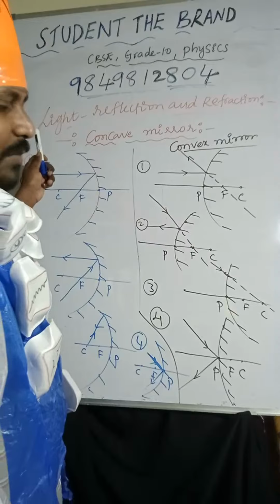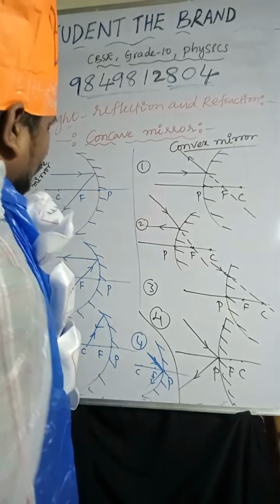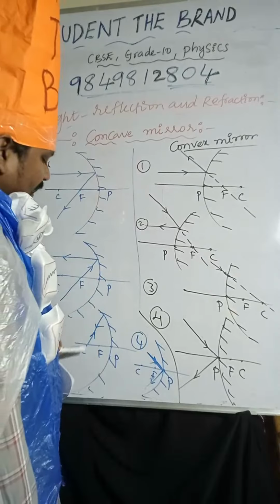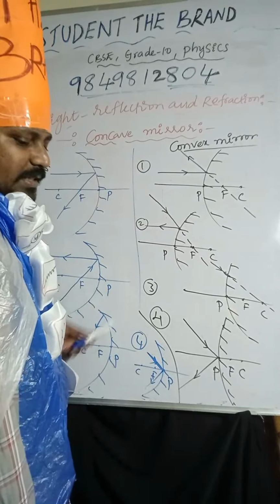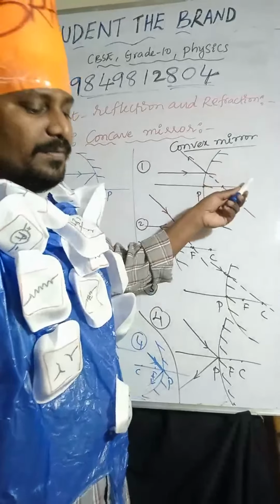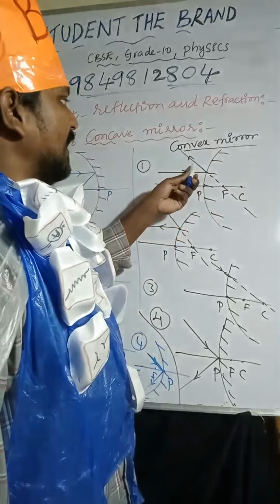Light ray coming from infinity, after reflection, passes through the focus. Light ray passing through focus, after reflection, moves towards infinity. Light ray passing through the center of curvature retraces its original path. Here, light ray coming from infinity, after reflection, moves away from the principal axis.